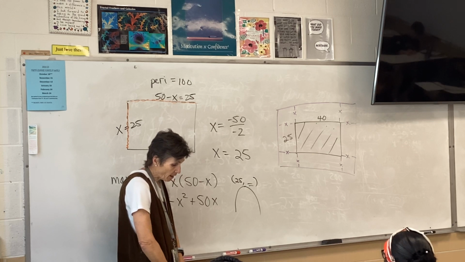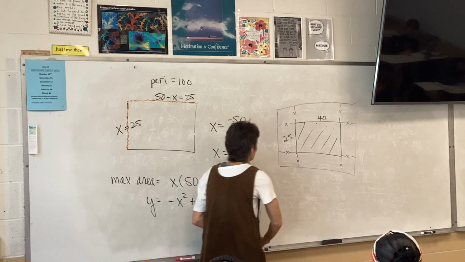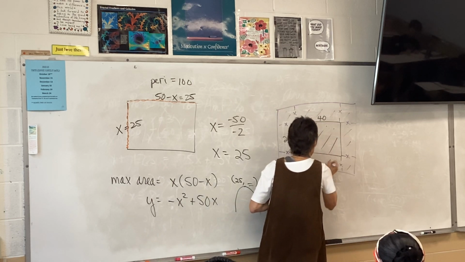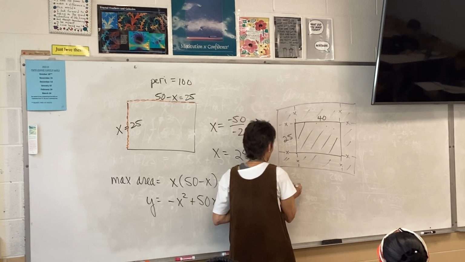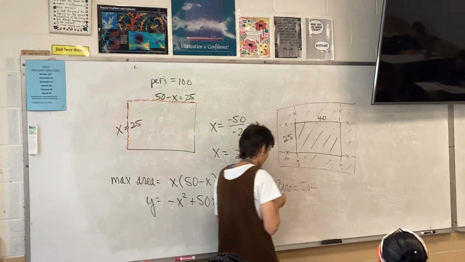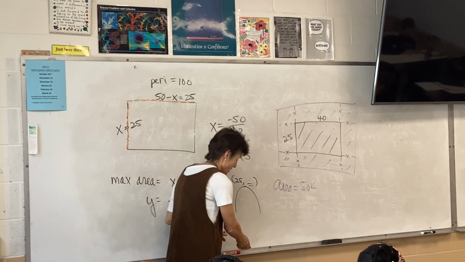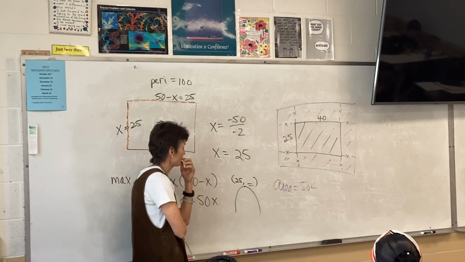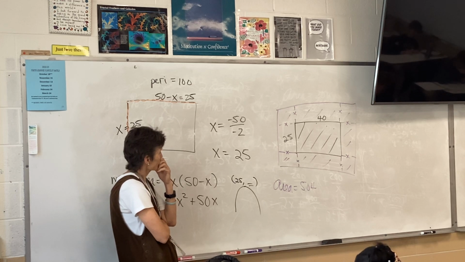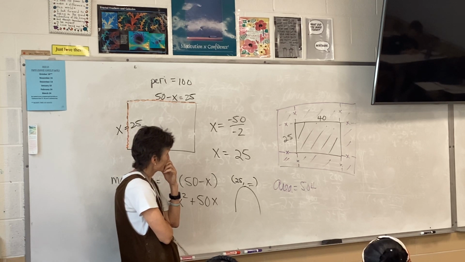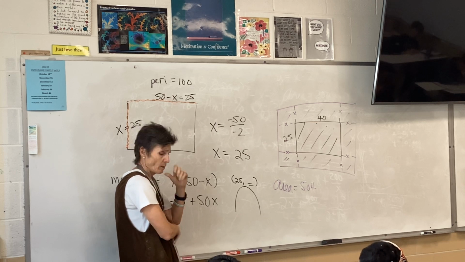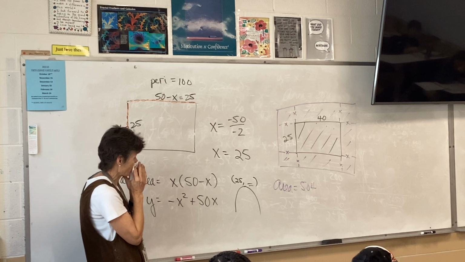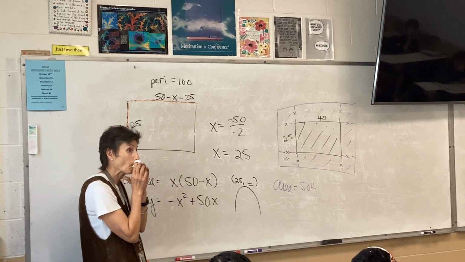If the area of the strip is 504, so the area of the purple is 504, find the width of the strip. Well, this isn't a max or min problem, but I do need some kind of an equation. Anybody have a thought? Allie?